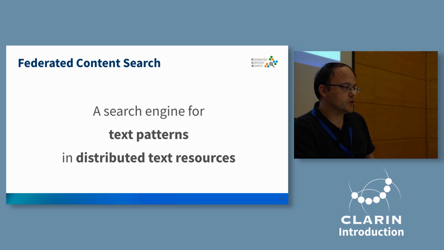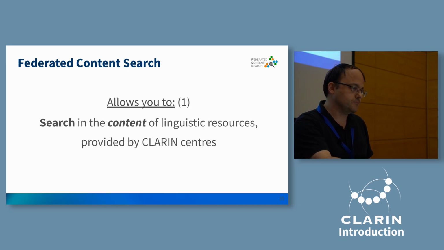So the FCS is a search engine for using text patterns on distributed text resources. Distributed means here that those resources are not stored in a single place, so not in a single database, for example, but they remain at their hosting institutions at all of those CLARIN centers that are participating in the FCS infrastructure, which are obviously distributed all over Europe. So the FCS allows you to search in the actual content of linguistic resources, which are provided by CLARIN centers and some other institutions as well.